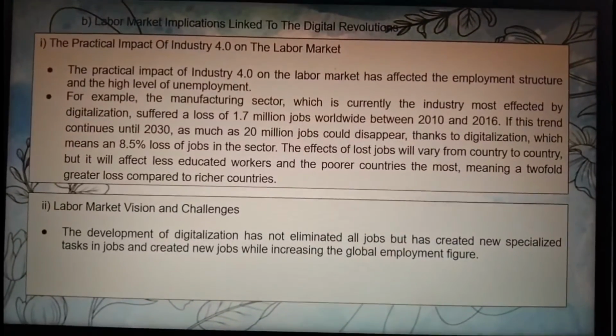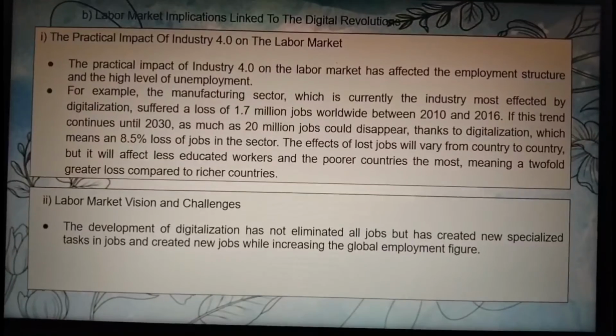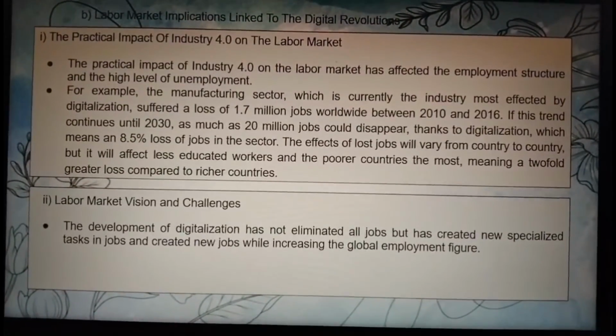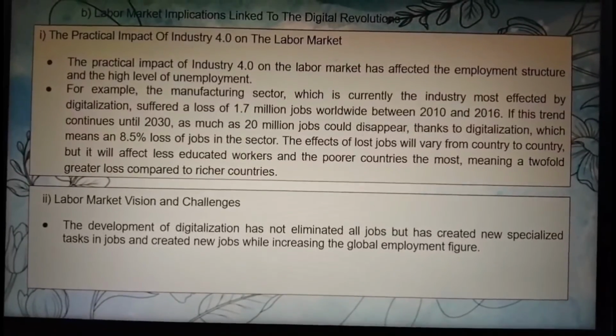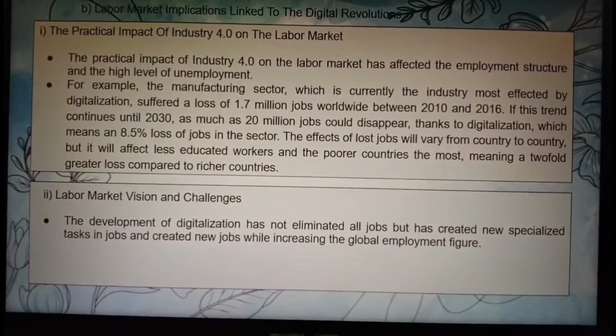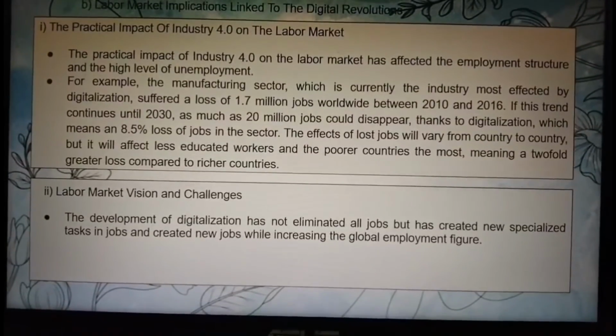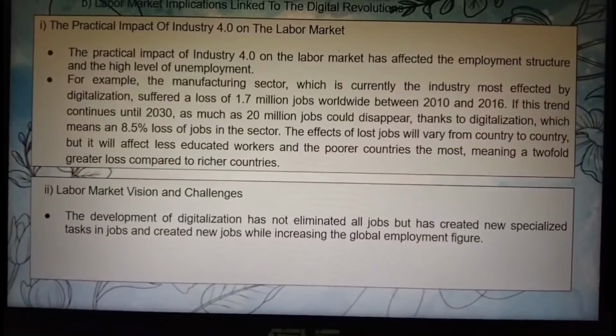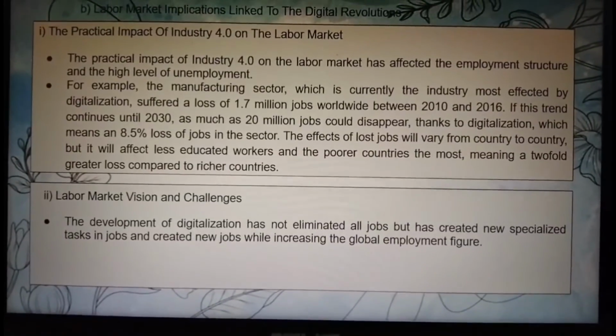The next is labor market implications linked to the digital revolution. They are also divided into two parts. Number one is the practical impact of Industry 4.0 on the labor market. The practical impact of Industry 4.0 on the labor market has affected the employment structure and the high level of unemployment.